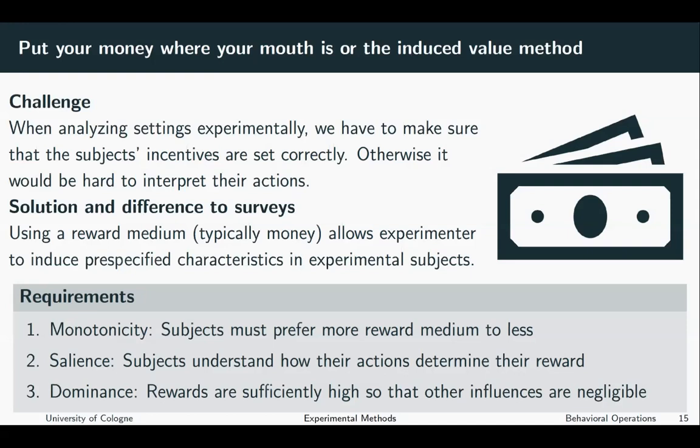And more also important, the dominance of this reward. So these rewards must be sufficiently high so that other influences are negligible. So if you want to represent the incentive structure of someone in the field, you need to have rewards in the lab that imply that the felt incentives, the incentives felt by the subjects, are close to what you assume in the field.